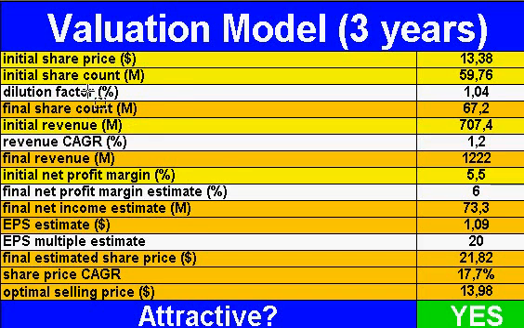The dilution factor, as we've talked previously, is 1.04. Revenue compound annual growth rate expected is 1.2. That means 20%. That has been the recent historical growth rate. Final net profit margin estimate 6%, and earnings per share multiple estimate 20. And this gives me an estimated share price compound annual growth rate of 17.7%.